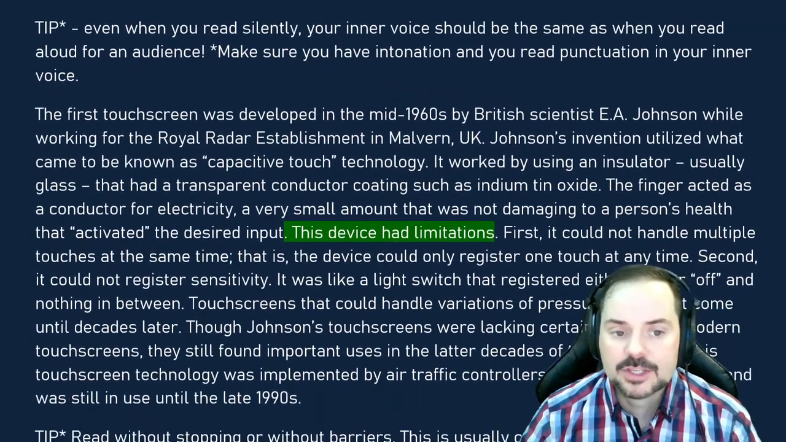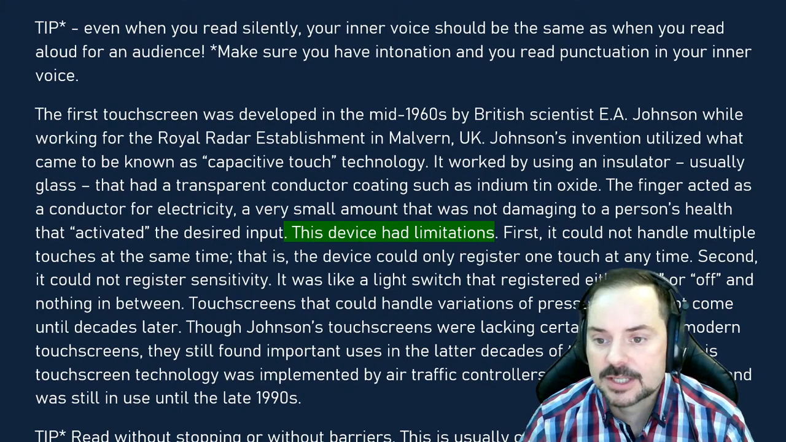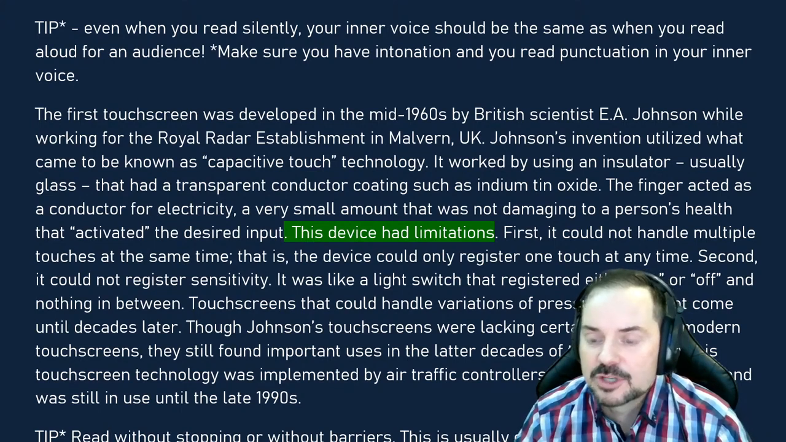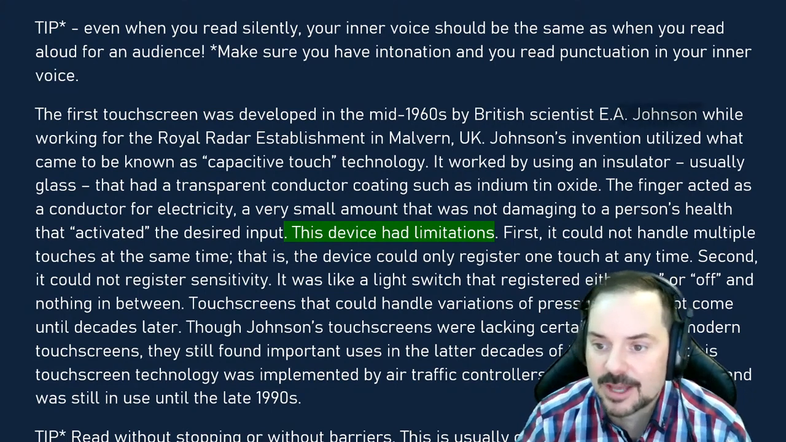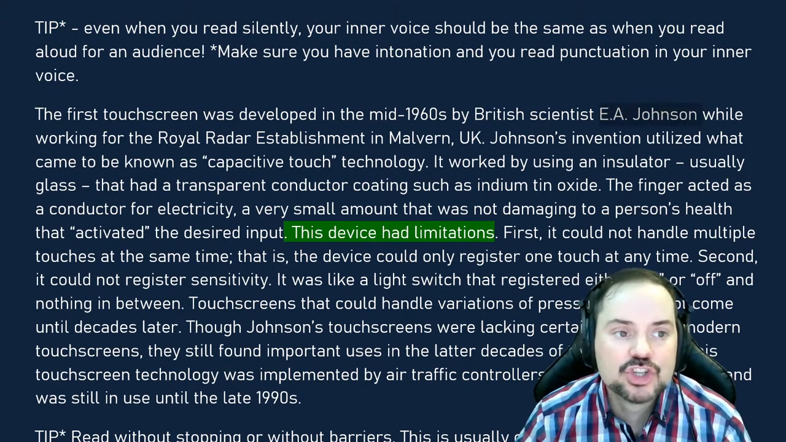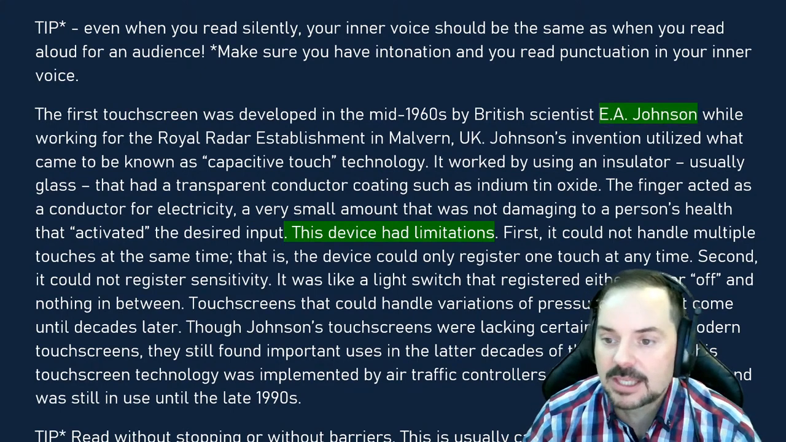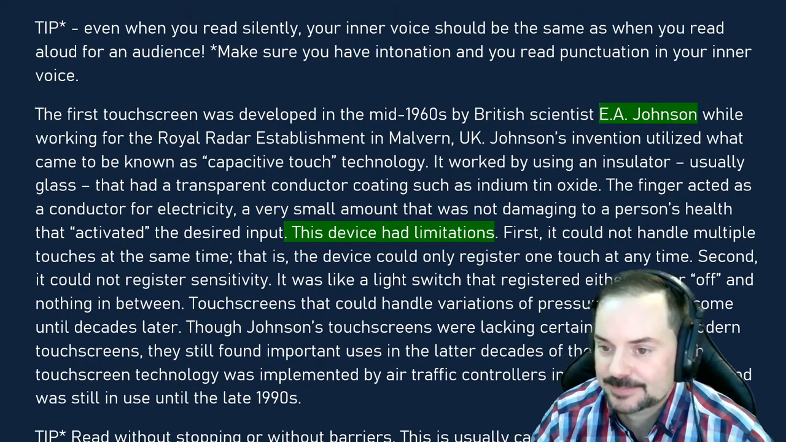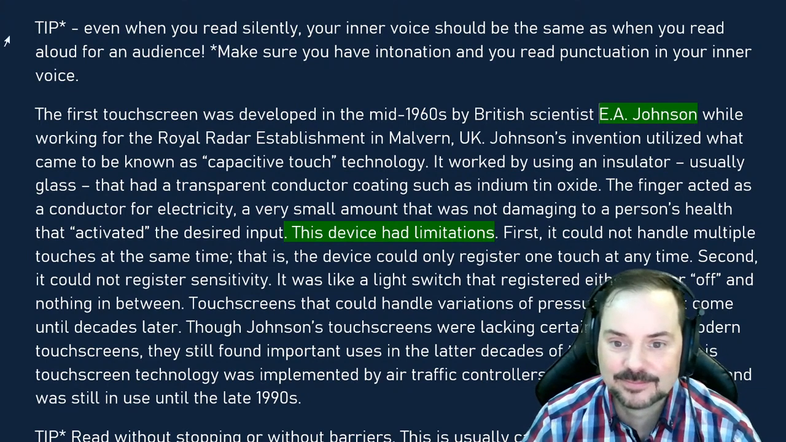When you were reading this, Colwinder, you read, the first touchscreen was developed in the mid-1960s by British scientists, and then the first place you got stuck was this guy's name, E.A. Johnson. You read it twice, so just repeat after me. E.A. Johnson. E.A. Johnson. All right.